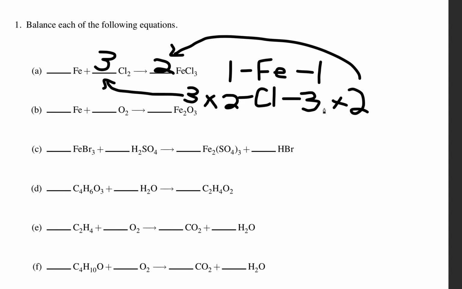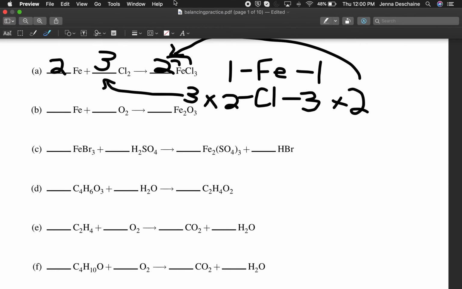So now that I've multiplied these, I need to make sure that the irons are even again. So I'm going to put a 2 right here. All right, so now I have 2 iron atoms, 6 chlorine atoms, 6 chlorine atoms. Remember that this 2 is going to distribute to both the iron and the chlorine, okay? So if you ever have a coefficient like this, it is going to distribute to both of the types of atoms in a compound. So just remember that it does distribute. So that is the first problem I'm going to go over.